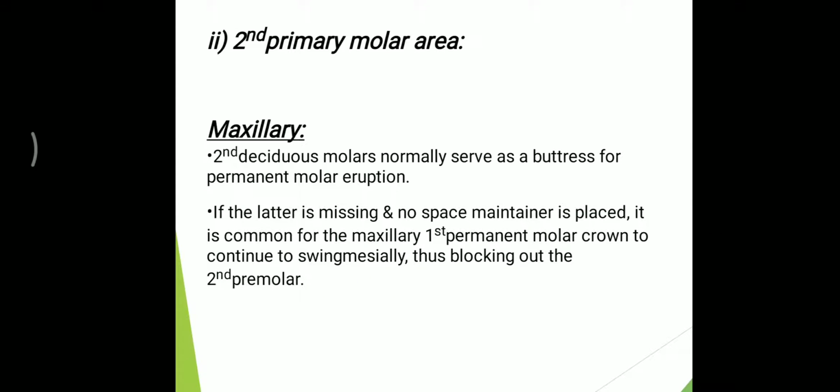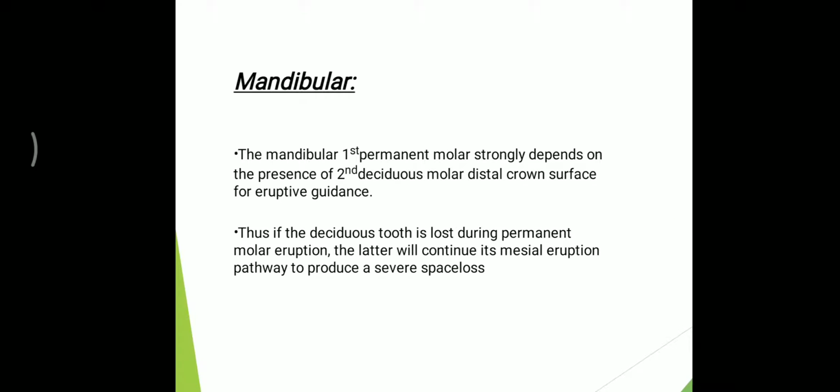So now let's go to the second primary molar area. In the maxillary aspect, the second deciduous molar normally serves as a buttress for permanent molar eruption. If the latter is missing and no space maintainer is placed, it is common for the maxillary first permanent molar crown to continue to swing mesially, thus blocking out the second premolar. Now let's see the mandibular aspect. The mandibular first permanent molar strongly depends on the presence of the second deciduous molar distal crown surface for eruptive guidance. Thus, if the deciduous tooth is lost during permanent molar eruption, the latter will continue its mesial eruption pathway to produce a severe space loss.